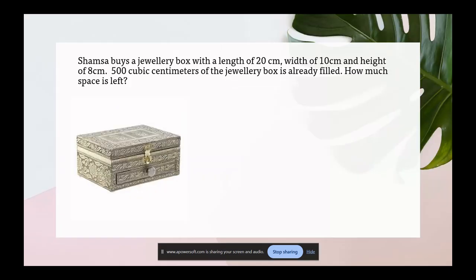All right, last question that we're going to look at. Shamsa buys a jewelry box. The important information that we have here: the length is 20 centimeters, the width is 10 centimeters, and the height is 8 centimeters. It says that 500 cubic centimeters of the jewelry box is already full. That's already 500 cubic centimeters used up. How much space is left? What are we going to do here?